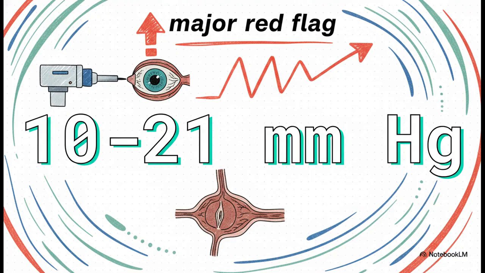This number, burn it into your memory. Normal pressure inside the eye is between 10 and 21 millimeters of mercury. Anything above that range, that's a major red flag for glaucoma. This pressure reading is one of the most important tools we have for finding and managing the disease.